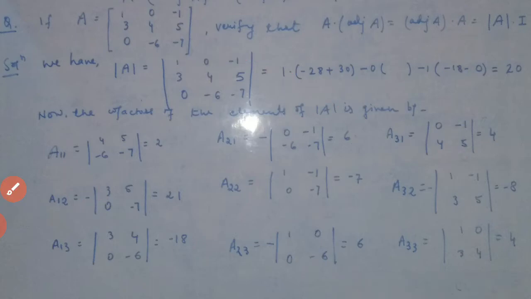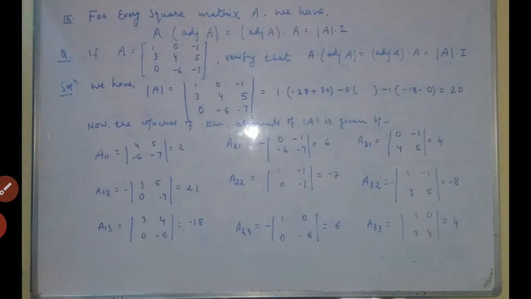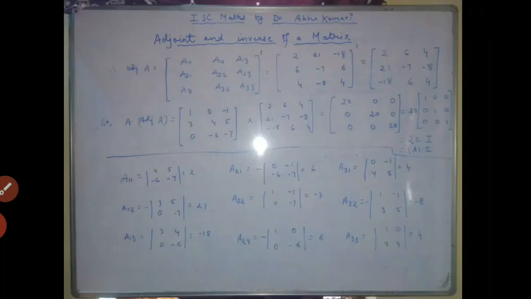Similarly, we will find the value of A13, then A21, A22, A23. We are having the value of A21 as 6, A22 as minus 7, A23 as 6, A31 as 4, A32 as minus 8, A33 as 4. So after finding the cofactors of the determinant A, we just find the adjoint of A.